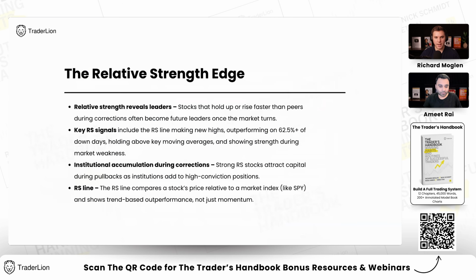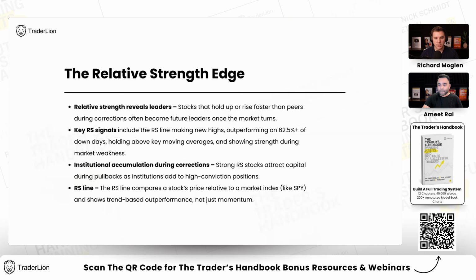Great. So getting into the next one, the relative strength edge. This is probably something that you guys already use, or is pretty common out there, but it's one of the most powerful edges that you can apply. Relative strength reveals leaders. Stocks that hold up or rise faster than peers during corrections, or after a bottom is put in, often become future leaders once the market turns. And you can watch them for future setups, entry tactics, all of that.